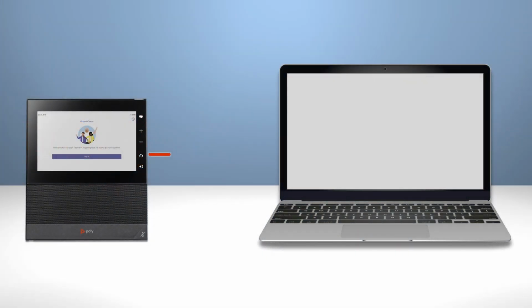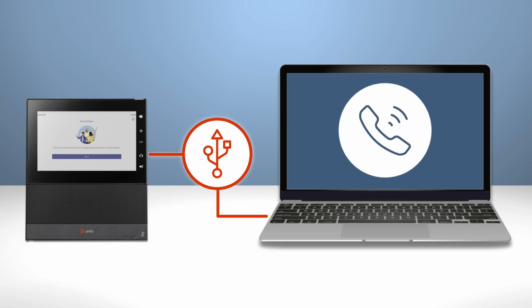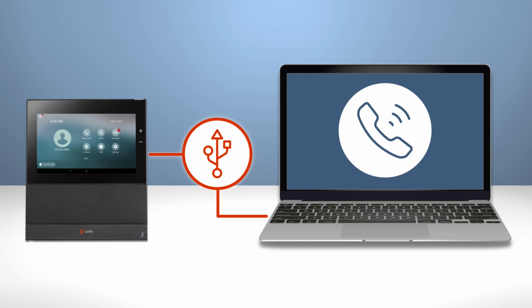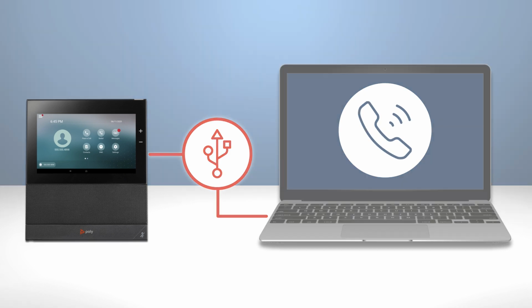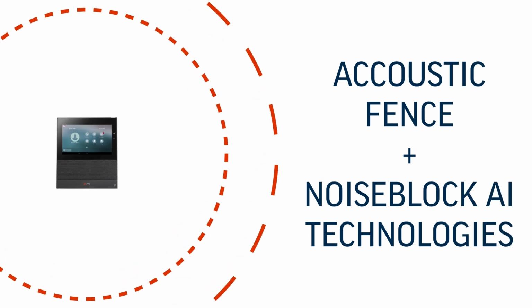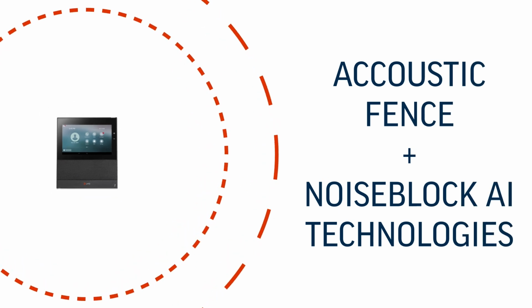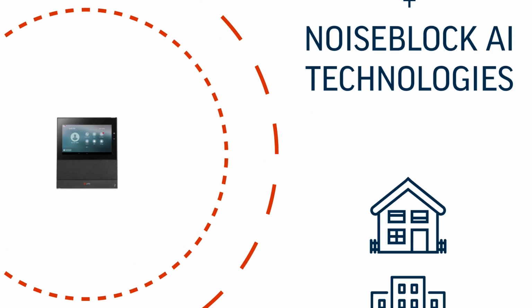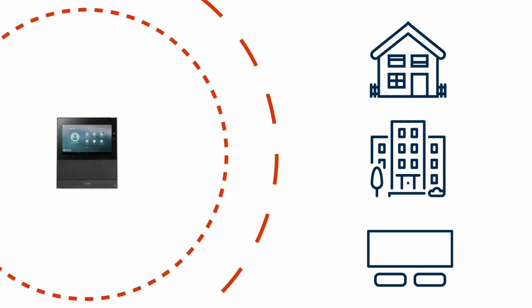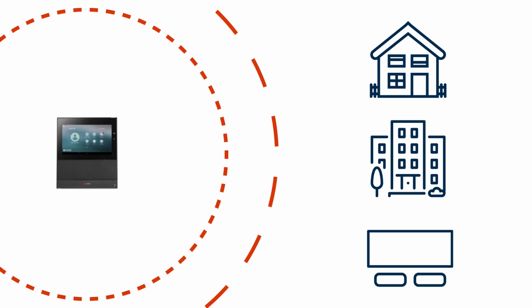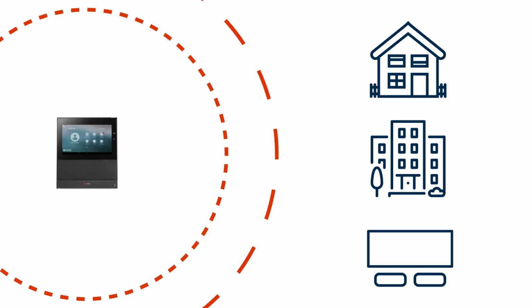The PC's USB audio function uses your Poly CCX phone in Microsoft Teams or generic mode as a USB audio device for your PC or Mac. The Poly CCX has built-in acoustic fence and NoiseBlockAI technologies and gives you the flexibility needed for working from home, hot desking on site, or quick calls from focus rooms.